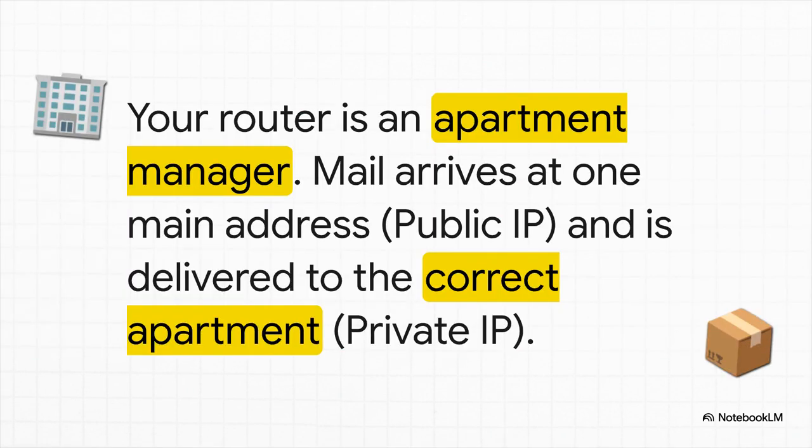If that's still a bit fuzzy, here's another great way to picture it. Think of your router as the manager of an apartment building. All the mail for everyone who lives there gets delivered to one single street address. That's the public IP. Then the manager, who is our NAT, looks at each piece of mail, knows exactly which apartment it's supposed to go to, and delivers it to the correct door, the private IP.